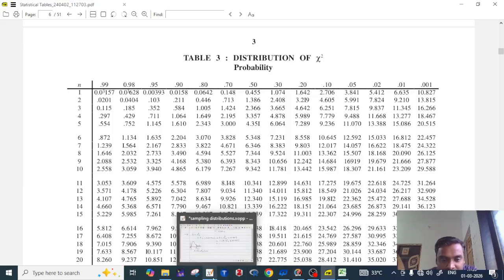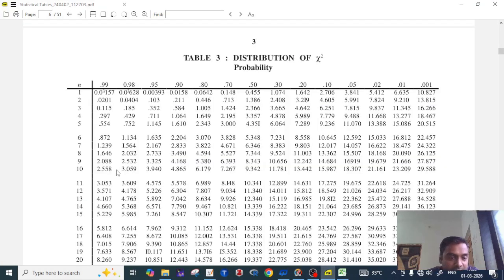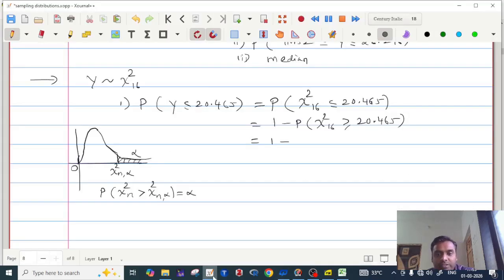कुठली probability पाहिजे आपल्याला या ठिकाणी? chi-square 16 greater than 20.465. So let's see this in the 16 degrees of freedom. आणि तो पॉइंट ऑब्झर्व करायचा 20.465. So with respect to 16 and this 20.465, see the value at top. ही वरती व्हॅल्यू पाहिजे. ही जी प्रोबॅबिलिटी आहे इज द आन्सर. काय आन्सर आलं? Probability of chi-square 16 greater than this 20.465 is 0. This way we have to see the. I hope it is clear. Answer is 0.